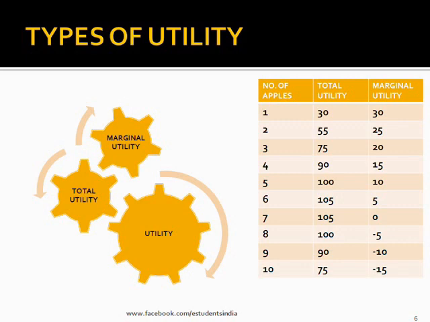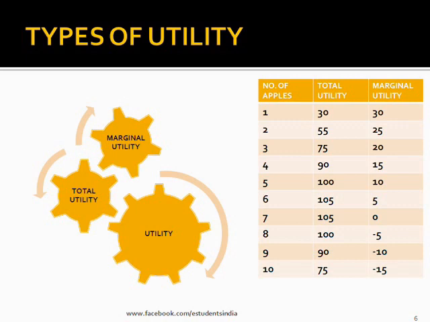Total utility is the sum of marginal utility of each successive unit of consumption. Total utility of 3 apples is 75. It is the sum of 30 plus 25 plus 20. So we have learned what is total utility and what is marginal utility.